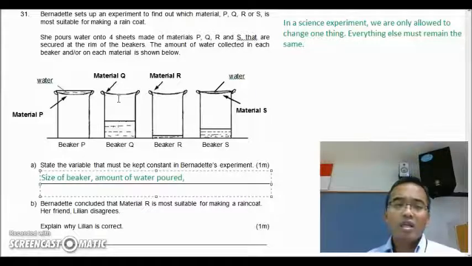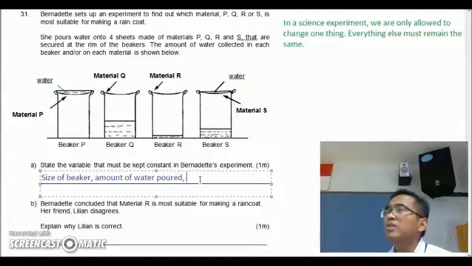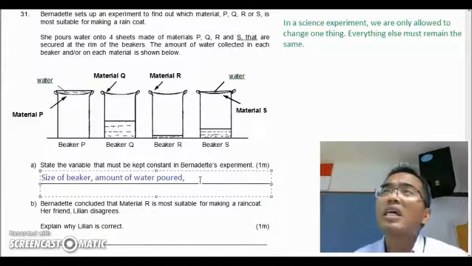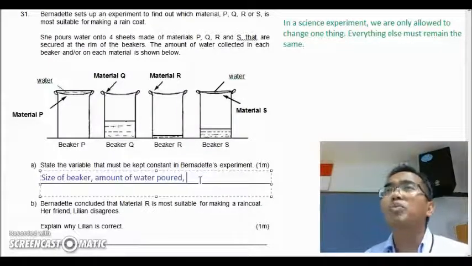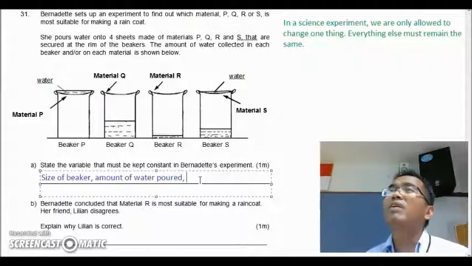Okay, the amount of water, the type of water. What else? What else must be the same? Yeah, okay. The beaker must be the same. The water must be the same. The water that is poured must be the same amount and type. What else? Location is the last that you put in. If you have nothing else to put, then you put location. Other than that, what else? There's one more. Very important.